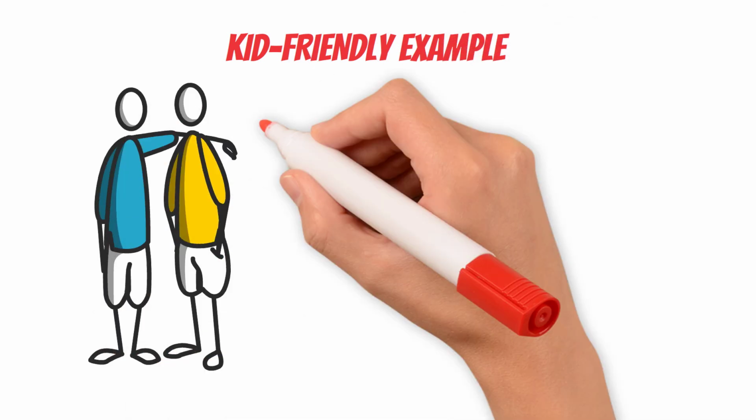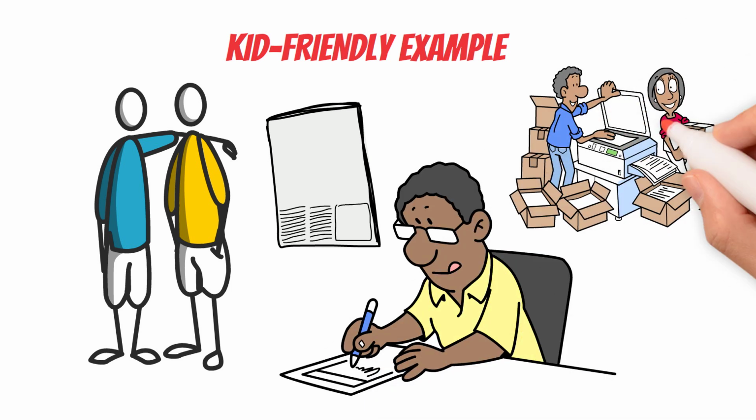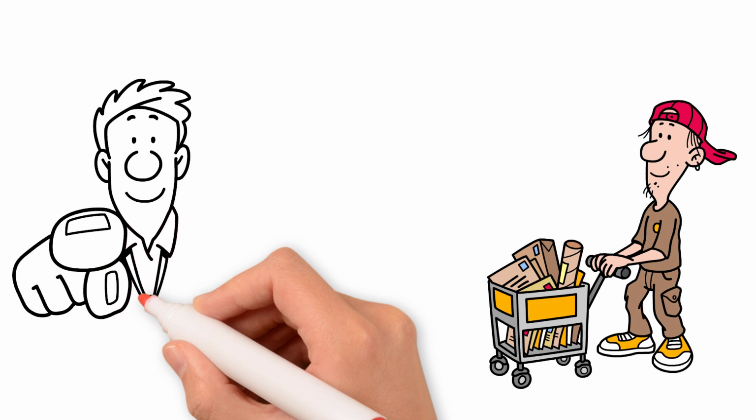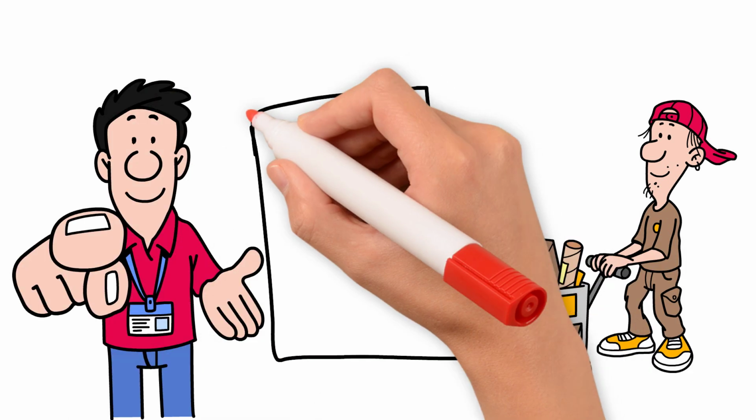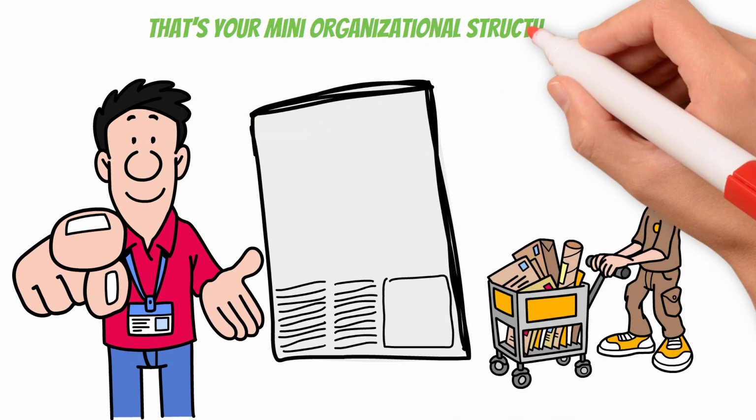Kid-friendly example. Let's say you and your friends run a school newspaper. One person writes stories, another designs the pages, someone prints, and someone delivers. If you all know your roles and who to talk to, the newspaper gets done. That's your mini organizational structure in action.